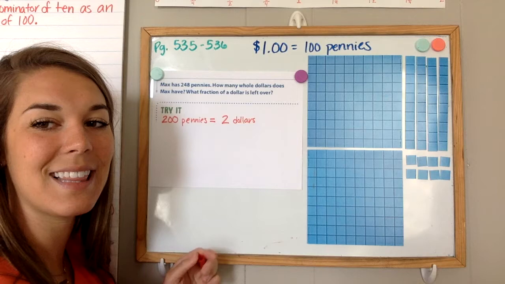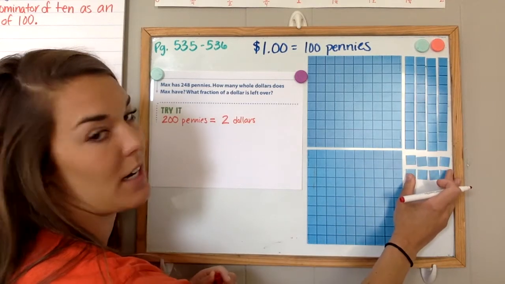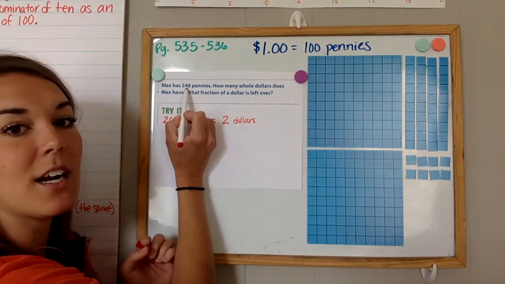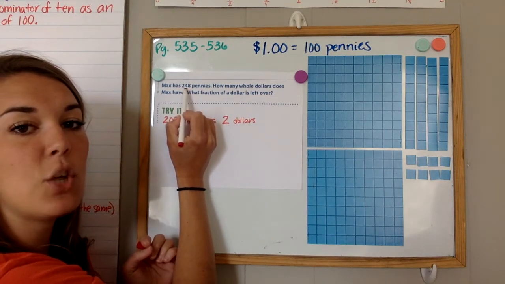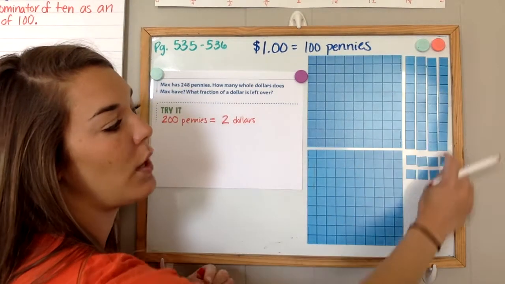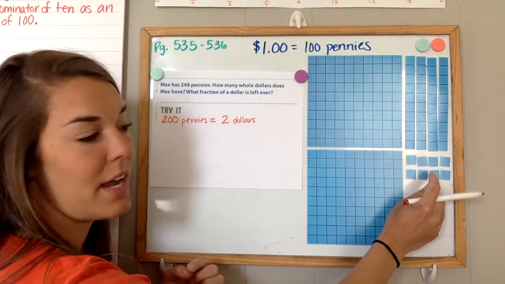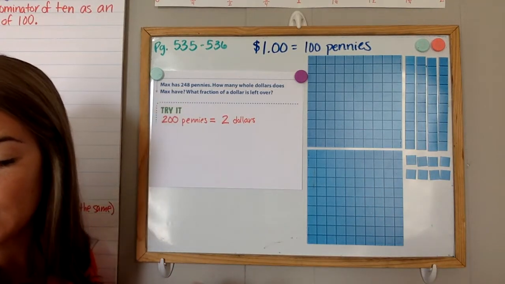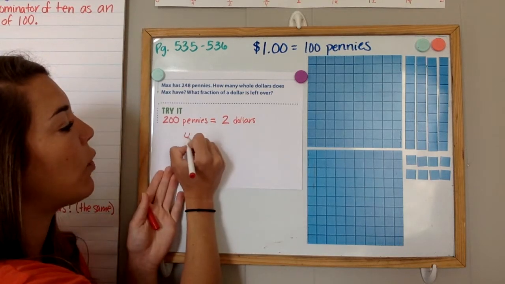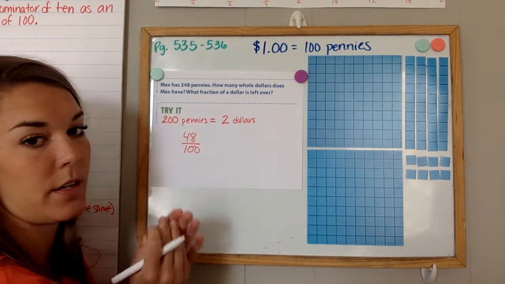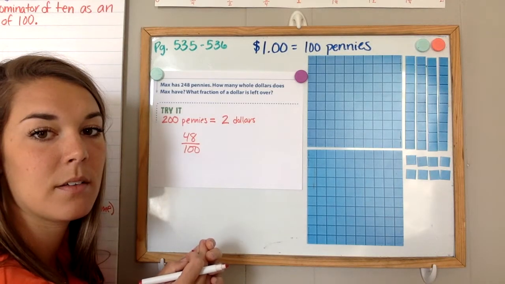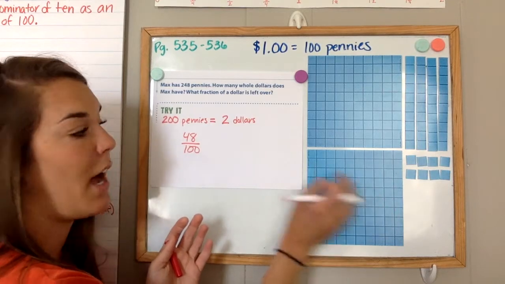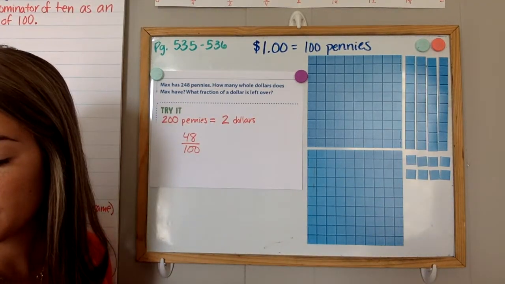What fraction is left? This is my leftovers here. I already used my 200, so that's going to be my leftovers here, too. So my leftovers should be 48. Does this show 48? Yes, it does, right? I have 4 tens and 8 ones. So that means my leftovers are 48 over 100, okay? So I have $2, and then left over, I have 48 hundredths, okay?